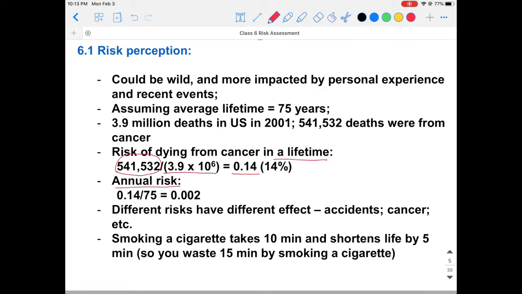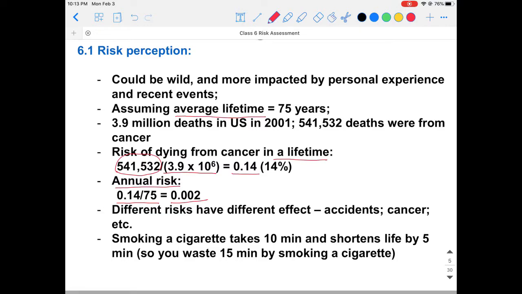Also, people tend to convert this number into an annual risk. Based on the average lifetime of 75 years, we can calculate the annual risk by dividing 0.14 by 75. And we can get that the annual risk of dying from cancer is 0.002. We should also notice that different risks have different effects. It can be accidents, it can be cancer, it can be smoking, and so on.